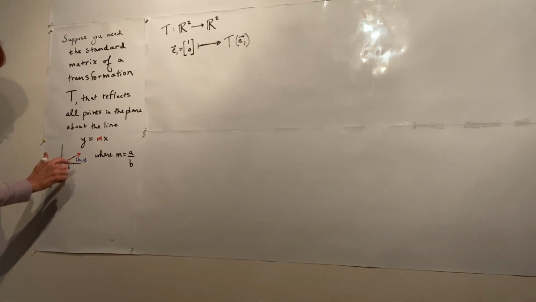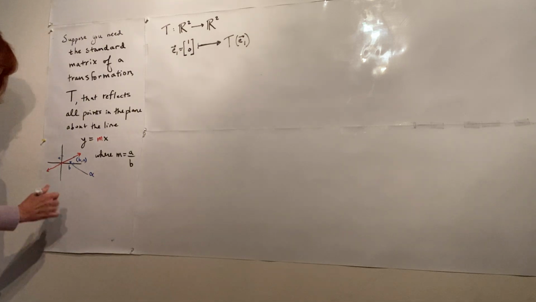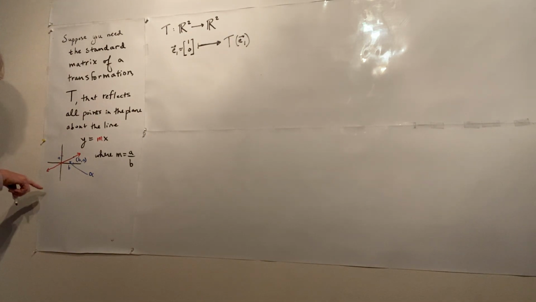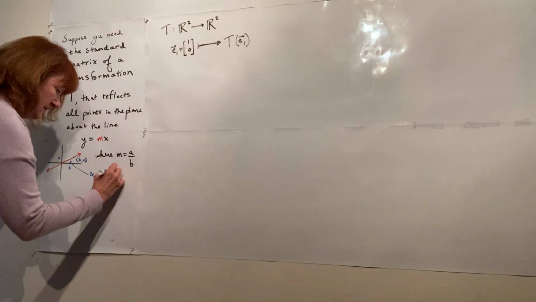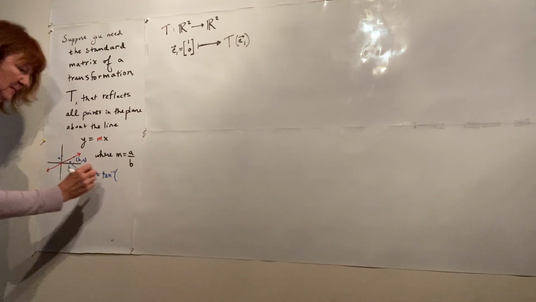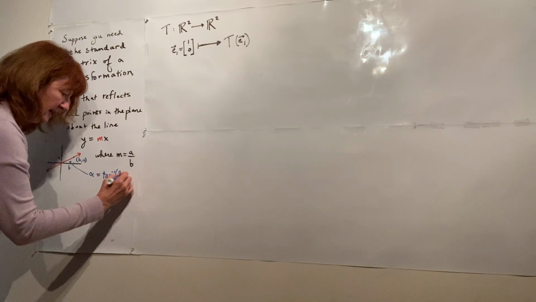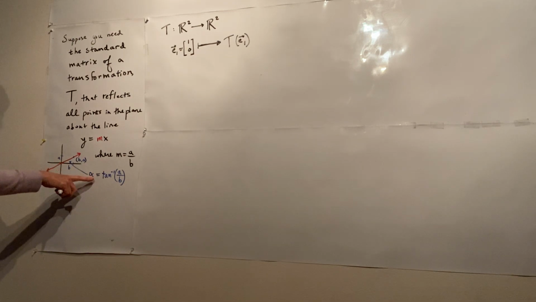Also, we need to examine this angle. Let's call that alpha, the angle that the line makes with the positive x-axis. So alpha here is equal to the arctangent of, well, that height is a, that width is b, so it's the inverse tangent of a over b. For any one of these lines, it's got some angle alpha associated with it.